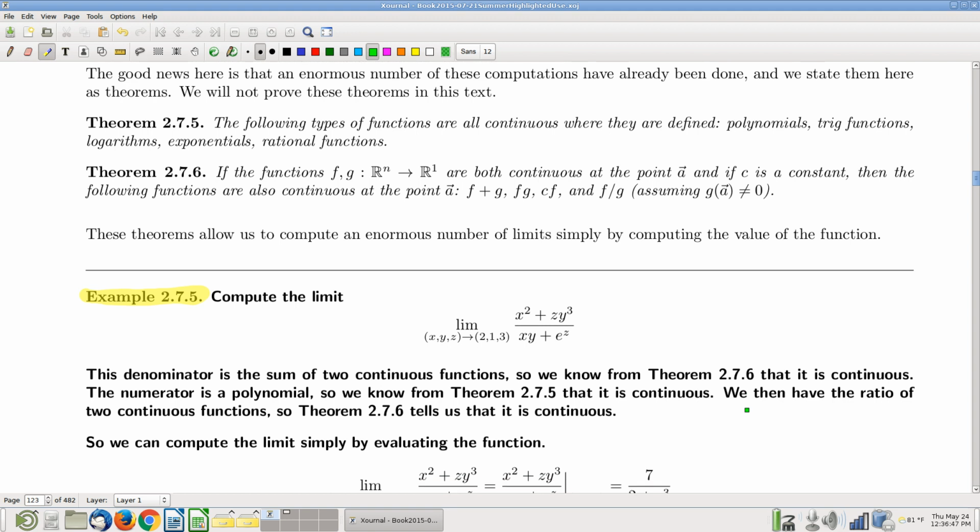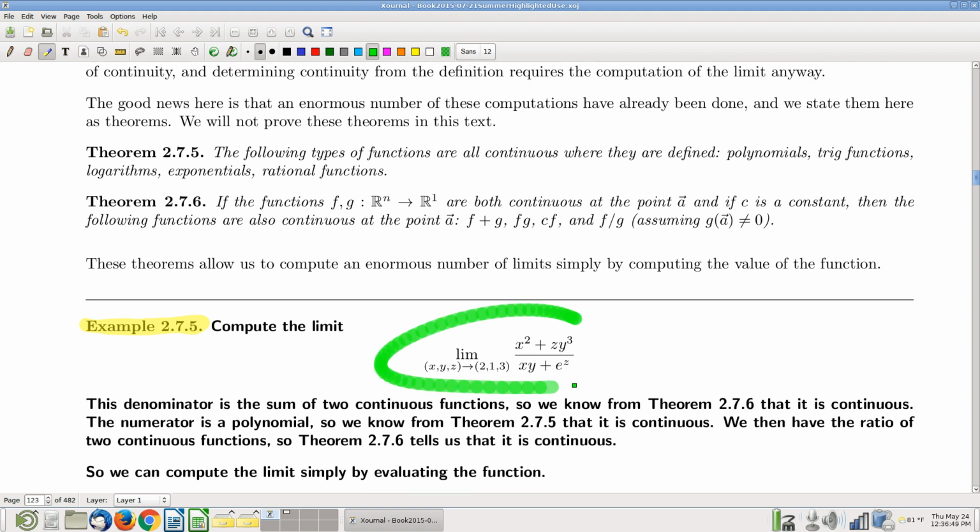We need to compute the following nasty-looking limit. Right? And, well, here's the thing. X squared is a polynomial, continuous. Cite, right? I don't have to prove it, I just cite. X squared is continuous. Z, y cubed, continuous. In fact, this whole numerator is a polynomial, continuous.